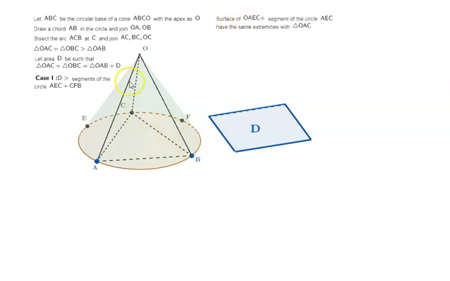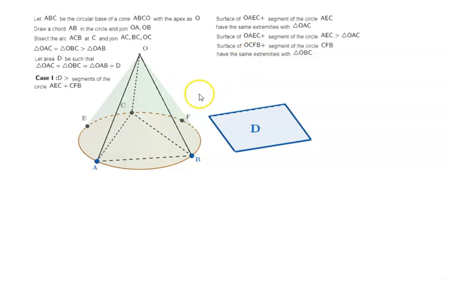Now, the surface of OAEC, the section of the cone, plus the circular segment of the base of that section, that is AEC, have the same extremities. Since they have the same extremities, we can say the surface of OAEC plus the segment of the circle AEC is greater than the triangle OAC. This is part of one of the assumptions.